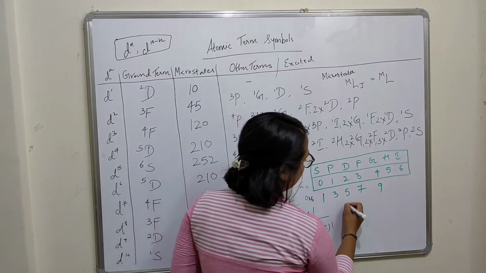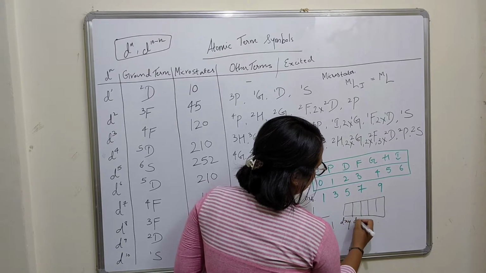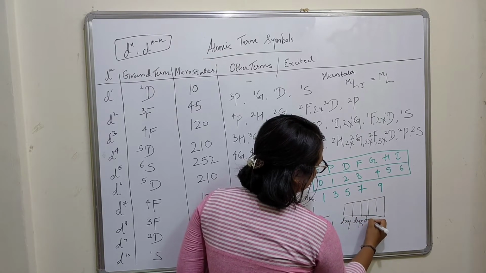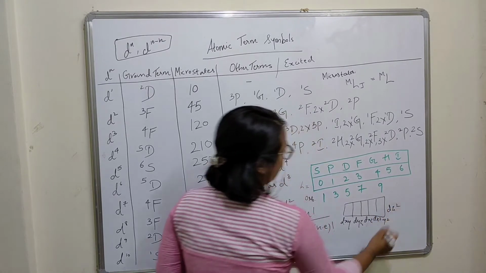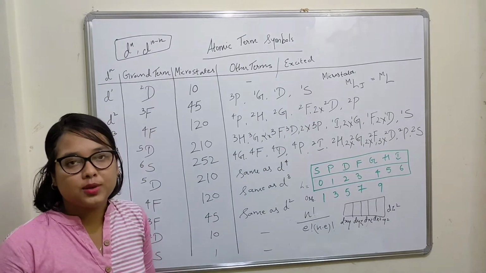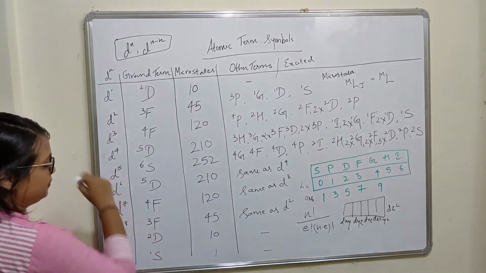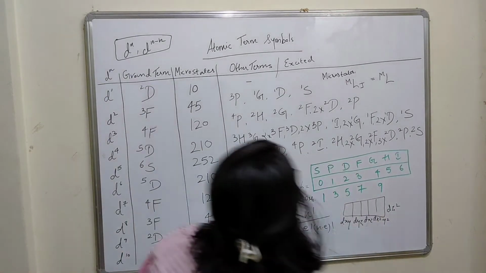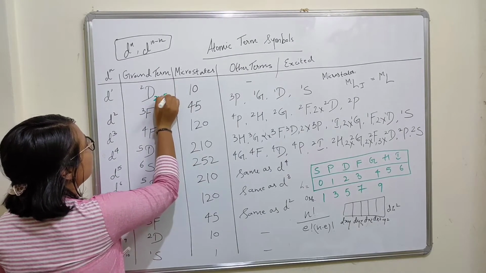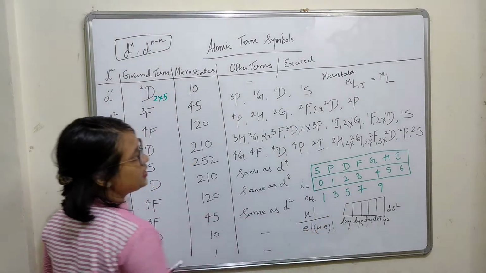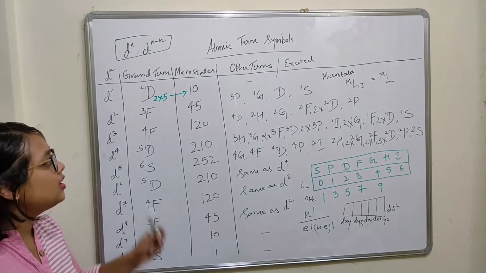What do I mean by orbitals? You have dxy, dyz, dxz, then you have dx square minus y square, and dz square. So you simply have to multiply these two numbers and you will get the total number of microstates. As simple as that. Let's solve for a few. Let's take the first case. We have 2D. 2D means 2 into 5. The number of orbitals present for D is 5, which corresponds to 10. Is that clear?